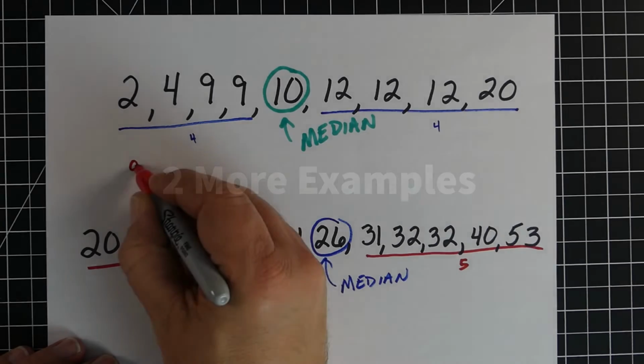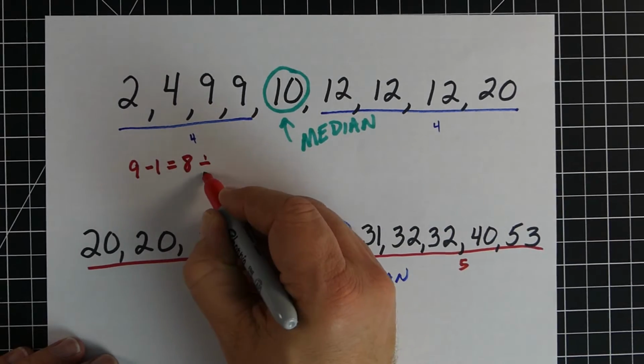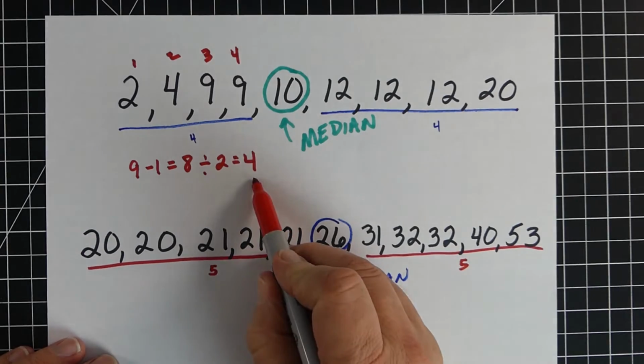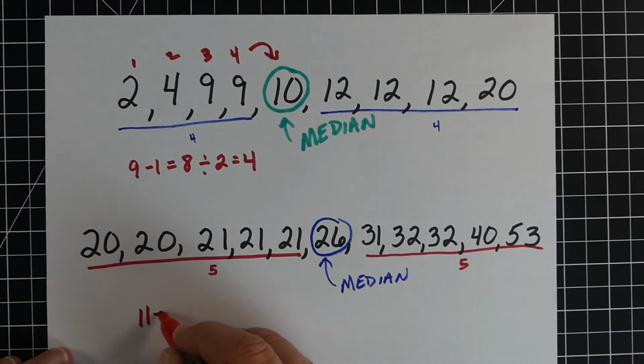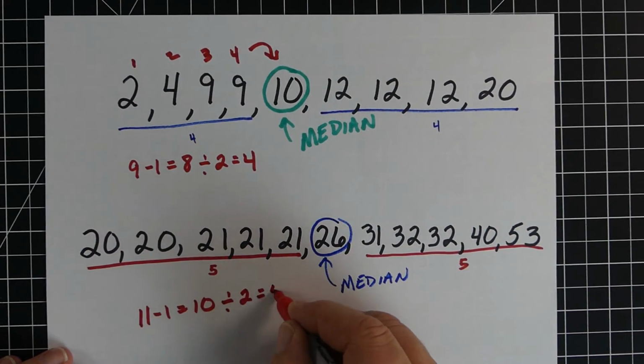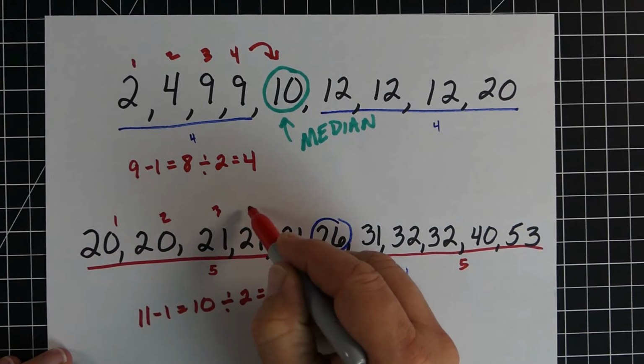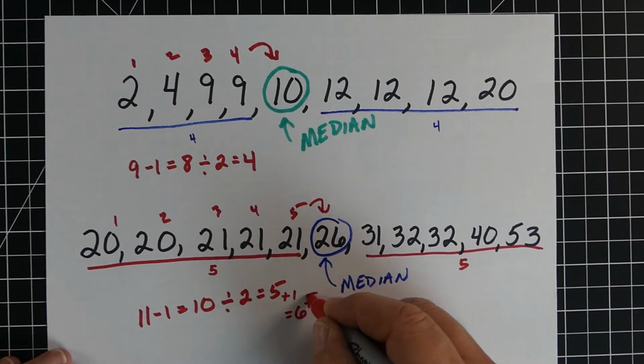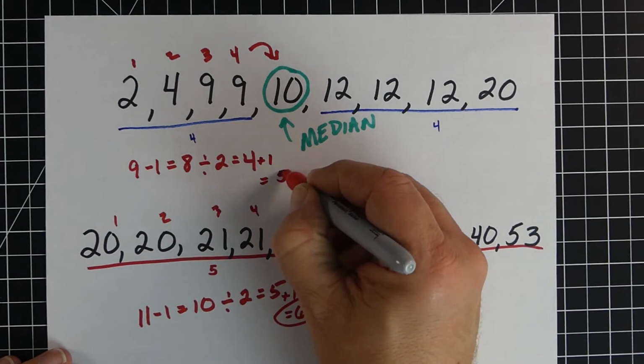Now here's a couple more examples. This first number has 9 digits. Take away 1, which is 8, divide by 2, which is 4, and we would add 1 to that to get the 5th number, in this case 10. Here's one with 11 digits. We take away 1, which is 10, divide by 2, which is 5, and then we're going to add that 1 right back to it, which is our 6th. And you can see above there, I forgot to put the plus 1, but we know it's the 5th as well.